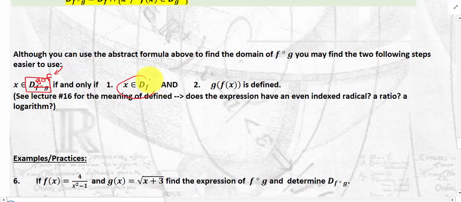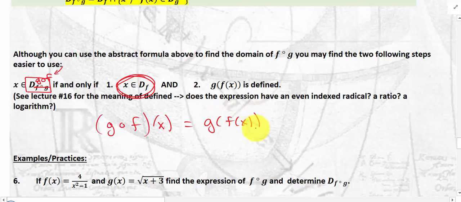Two steps. First, you've got to be in the domain of f, okay? When you look at the function g of f of x, the first thing that happens to x is that it's thrown into f. So it's got to be in the domain of f, okay? And second, you just look at the expression of g of f of x, and you make sure it is defined. Just the expression.